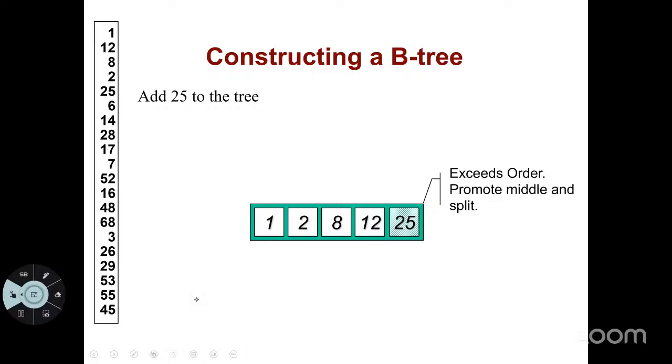1, 2, 8, 12, 15. You need to insert 25. Space is not available now. So you are identifying which element is the middle element. 8 is the middle element. 8 moves one level up and is divided: 1, 2 to the left side of 8, and 12, 25 to the right side of 8.